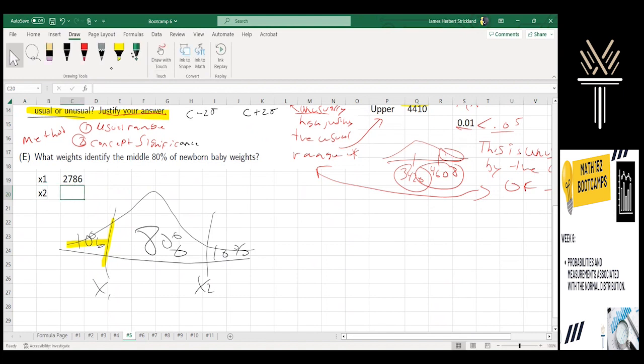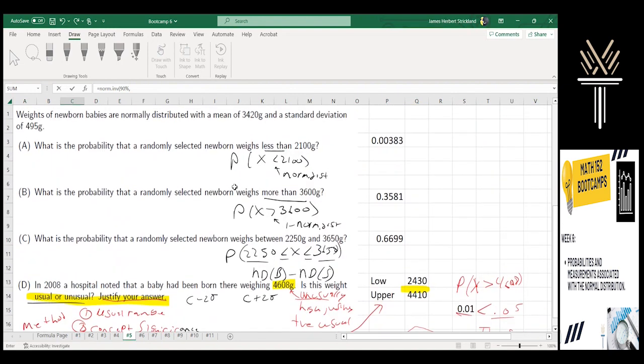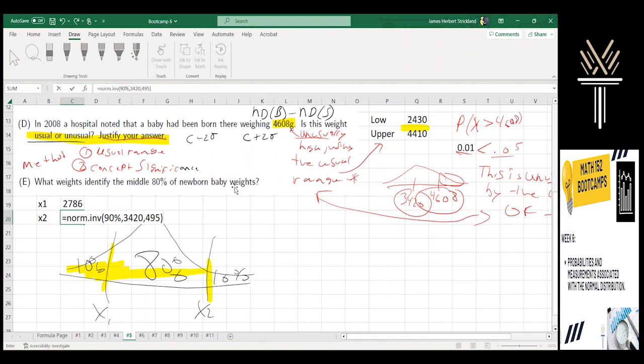For x2, from x2's perspective, it's 80% and 10%. In other words, 90%. Norm.inverse, 90%, given again 3420 and 495. And there are our calculations. These are the measurements associated with trapping 80% in the middle. And if you want to verify your work, norm.dist big minus norm.dist small, and you'd get 80%.